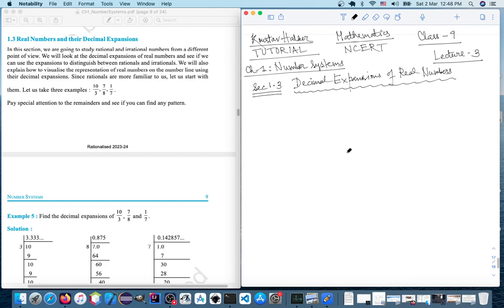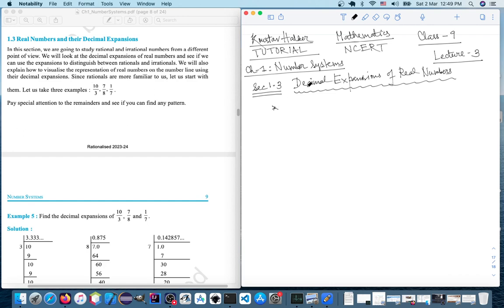Okay, so in this lecture 3, we will study how we find the decimal expansions of real numbers. Real numbers means a rational number and irrational number. It says that we are going to study rational and irrational numbers from a different point of view. We will look at the decimal expansions of real numbers and see if we can use the expansions to distinguish between rationals and irrationals. I will just jot down the important points. You can also note them down in your notebook.